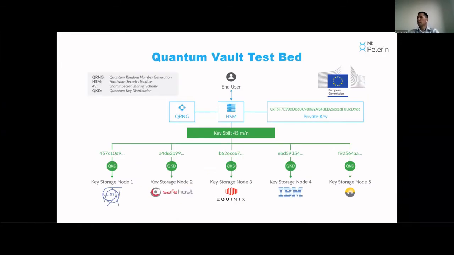So that's the schema of the Quantum Vault testbed that we are currently running in Geneva. It's been running for 3 months now, and I think the first official demonstration is planned for mid-October. Basically, we have a main HSM, in the center of the drawing. This main HSM is responsible for creating the keys and distributing them to the 5 storage nodes.